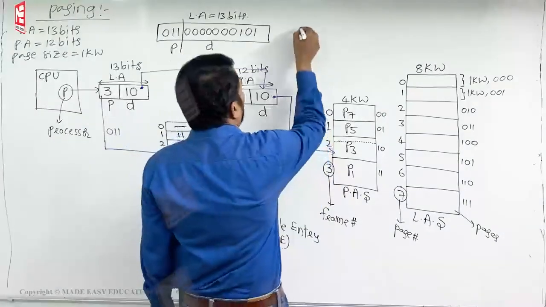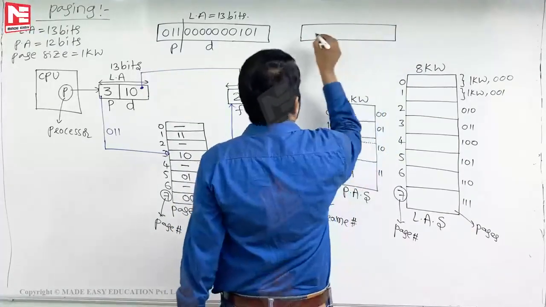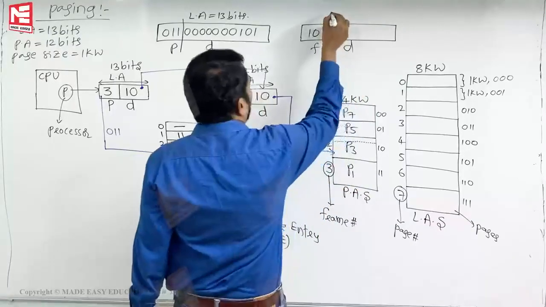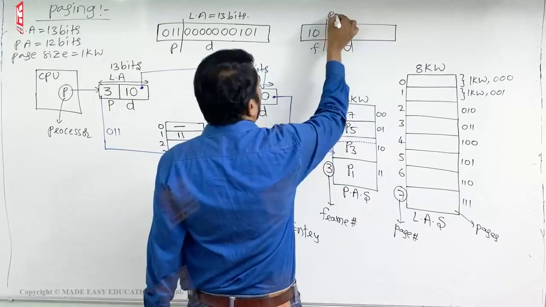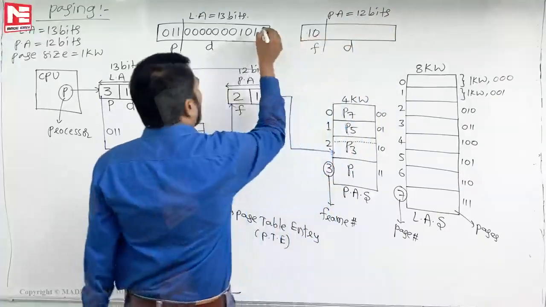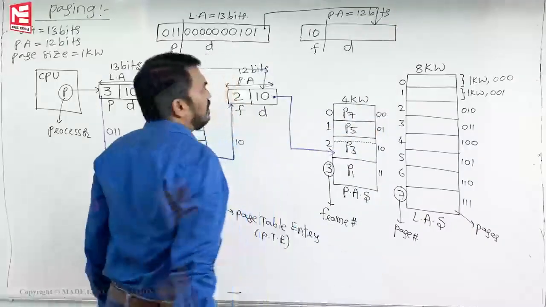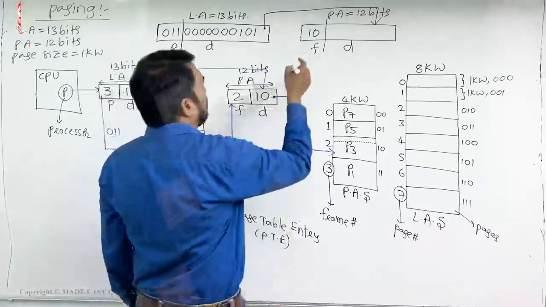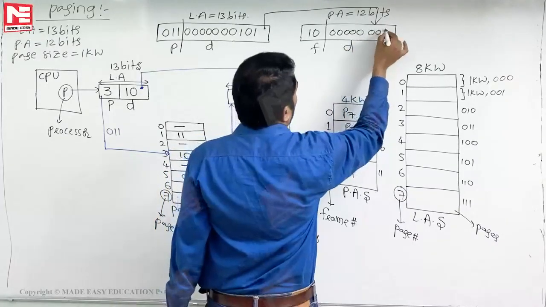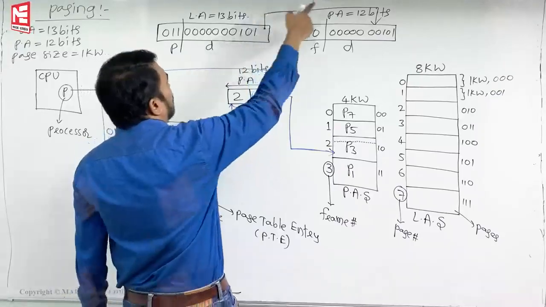So you take that frame number and make the physical address. So frame number 10 आ गया, F and D. So this is your physical address. The physical address will be 12 bits, and whatever the D you are having here, you copy the same D from logical address to physical address. So what is that D value? 0000000101. You copy the same D from logical address to physical address.